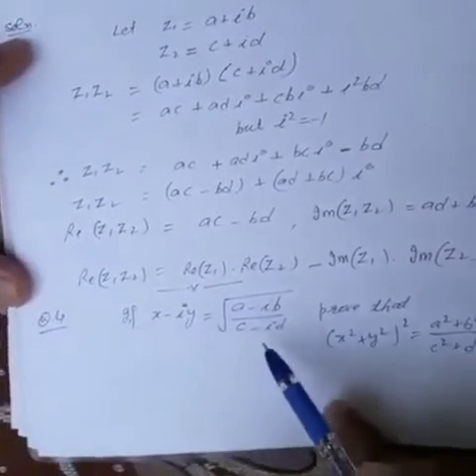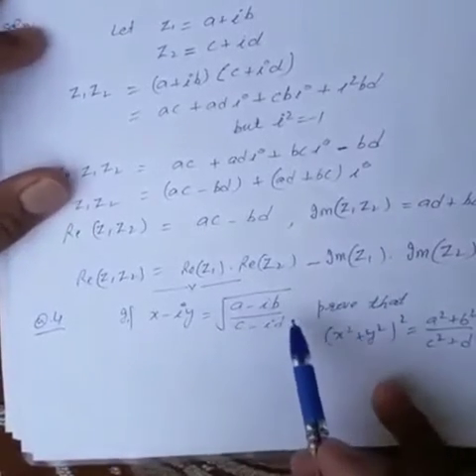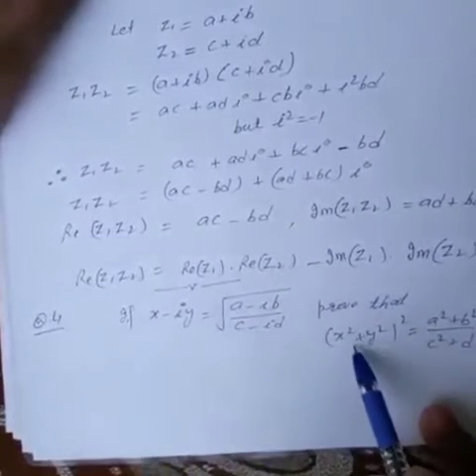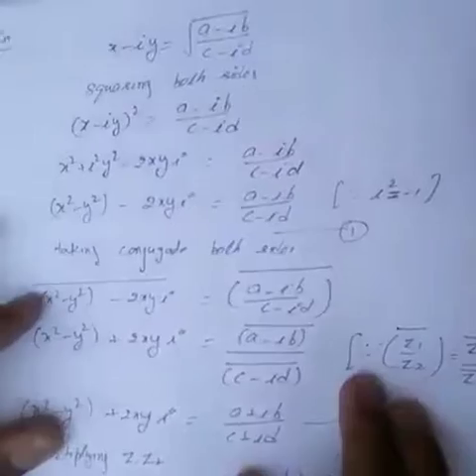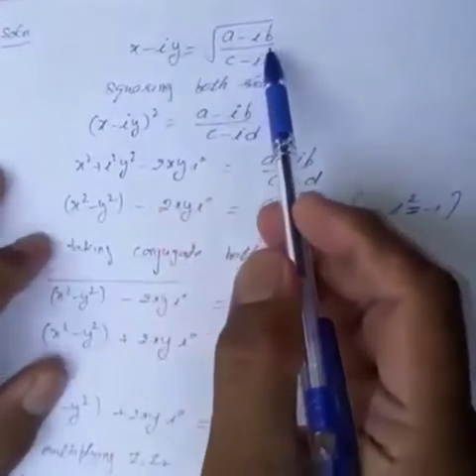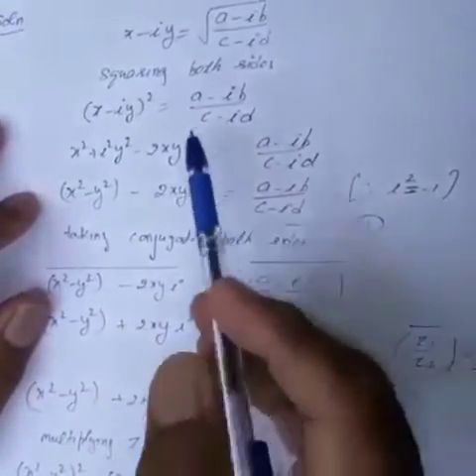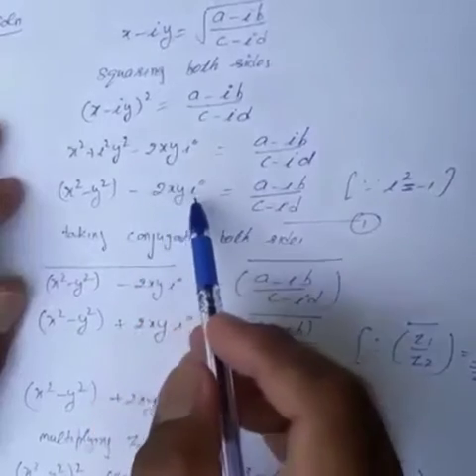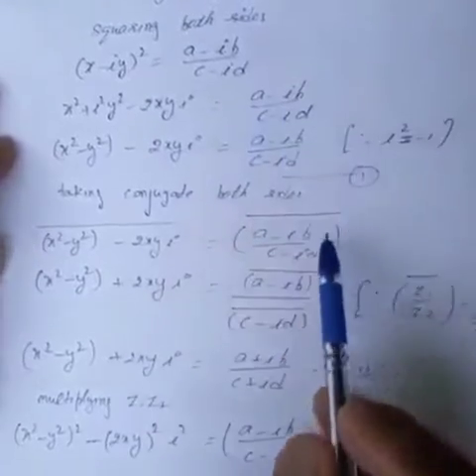Now move on to the next question, question number 4. If x minus iota y is the square root of (a minus iota b) upon (c minus iota d), prove that (x square plus y square) whole square is equal to (a square plus b square) upon (c square plus d square). So we have to prove this. This is the solution. So x minus iota y is this. Now squaring both sides and simplifying, it is x square minus y square minus 2xy iota. This is a minus iota b upon c minus iota d after squaring.